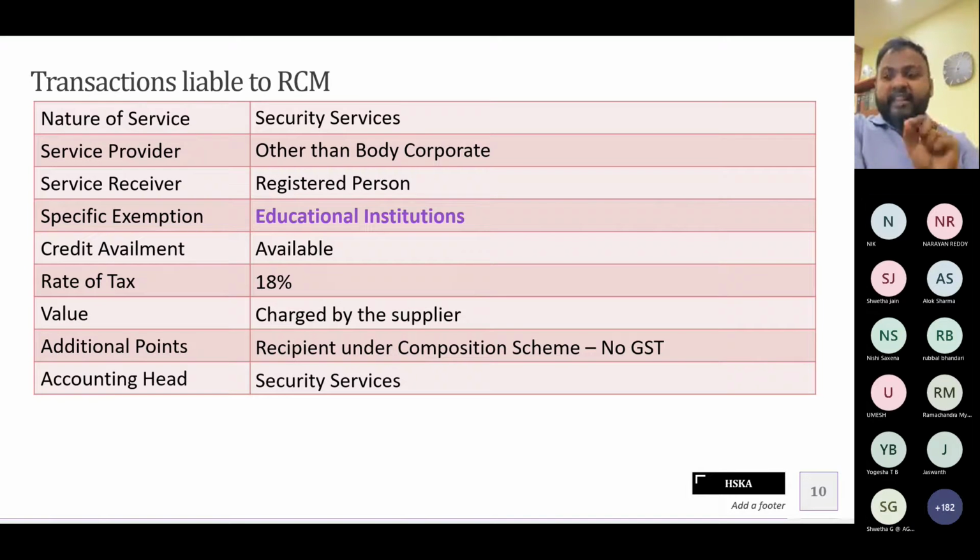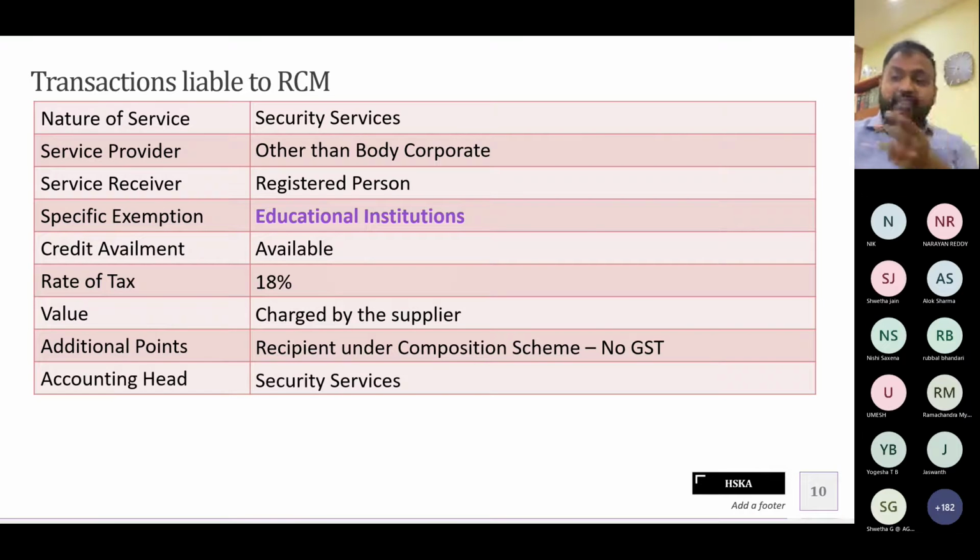So when the service provider is a person other than a body corporate, so that means he should not be a company, and the service receiver is a registered person. If you observe, each of the services has a different person as service provider and as receiver. If you go to sponsorship services, the service receiver should have been a body corporate or a partnership firm. If you come to security services, the service receiver has to be a registered person. It can be an individual who is registered, still liable to pay tax under reverse charge mechanism.